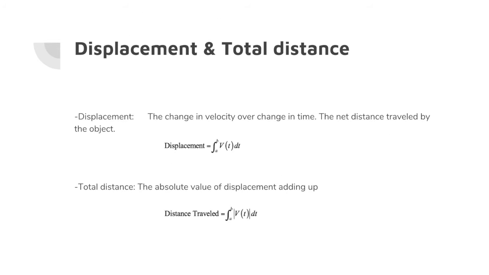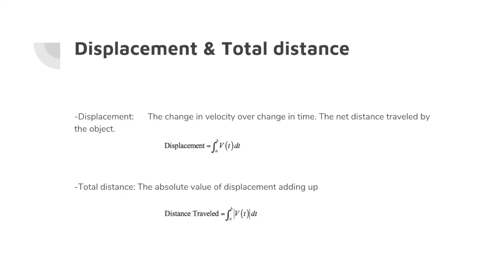The displacement is the change in position over change in time, which is also known as the net distance traveled by the object. And the calculation of the displacement is the integral from a to b of the velocity function in dt. The velocity function is also the first derivative of the position function of the object.